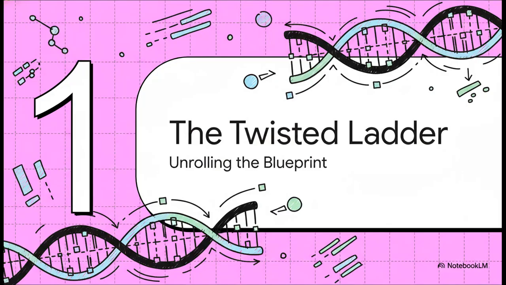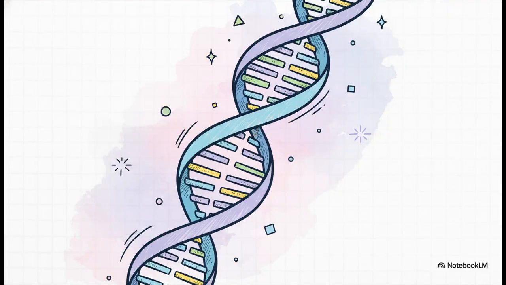So, what does this amazing blueprint actually look like? To really understand the code, we first have to get a feel for the structure it's written on. You've definitely seen this iconic shape before. It's the double helix, probably one of the most famous structures in all of science. And it's famous for a really good reason. Its elegant, twisted form is the secret to how it can store and copy so much information so perfectly.